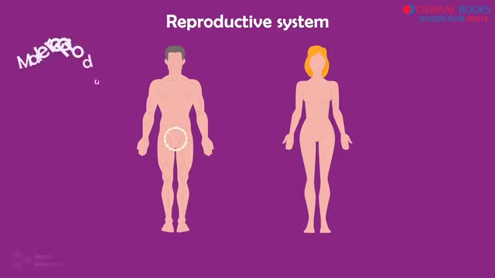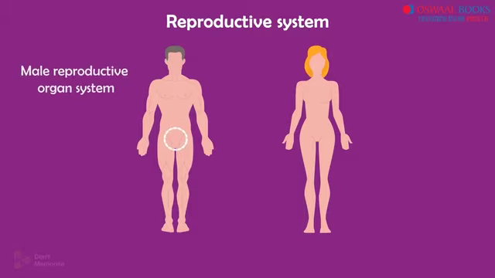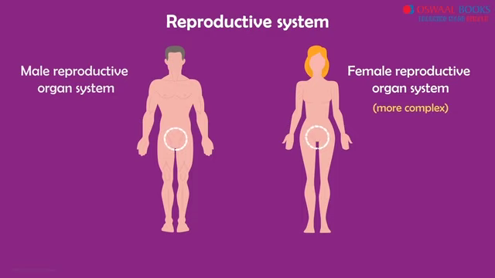We have studied the male reproductive organ in our previous lesson. In this lesson, we will learn about the female reproductive organ system. What do you think are the parts of the female reproductive system? The female reproductive system is a little more complex than the male reproductive system.